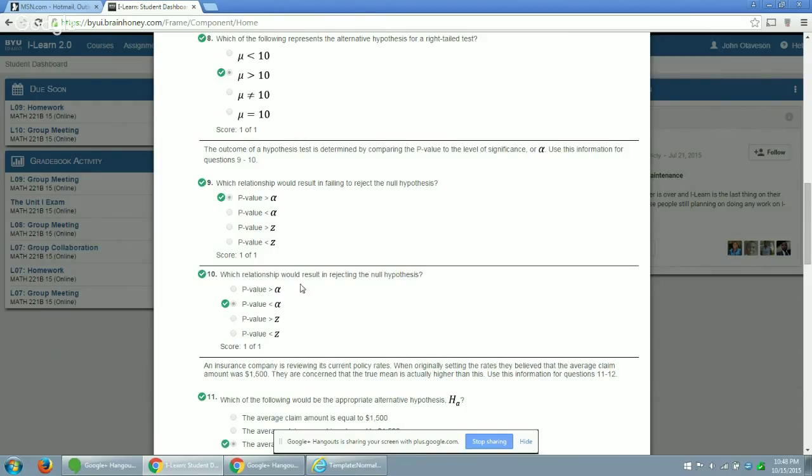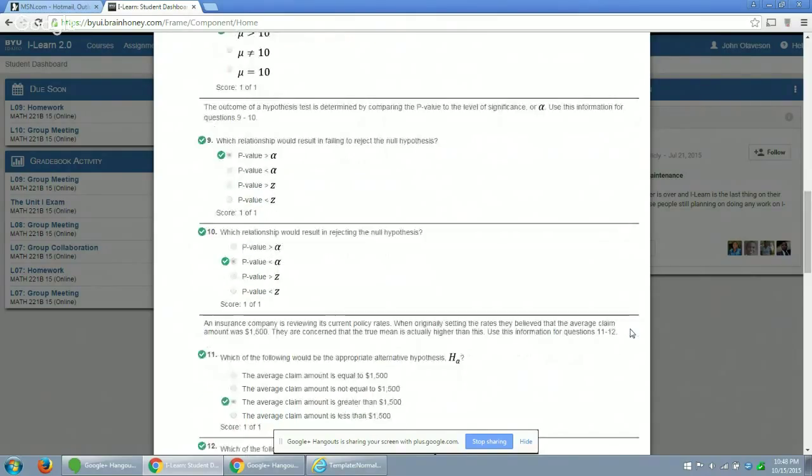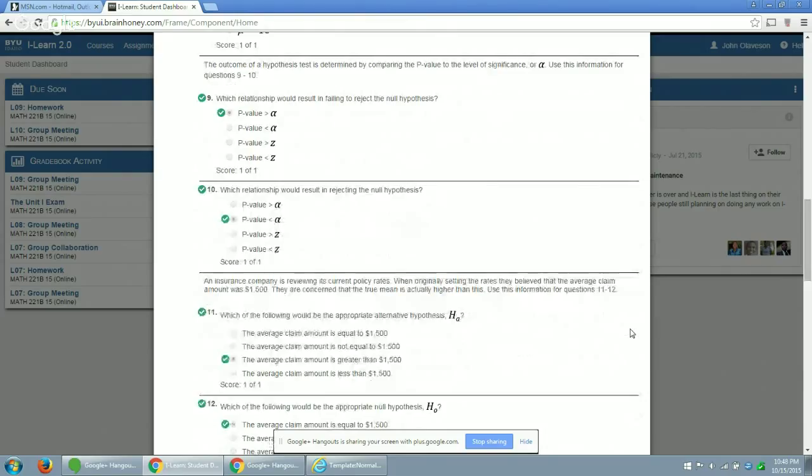Which relationship would result in rejecting the null hypothesis? And like I said earlier, that's if our p-value is lower than the value that we set, 0.05 or whatever value it was, like it gave us some ideas, 0.1 or 0.001.